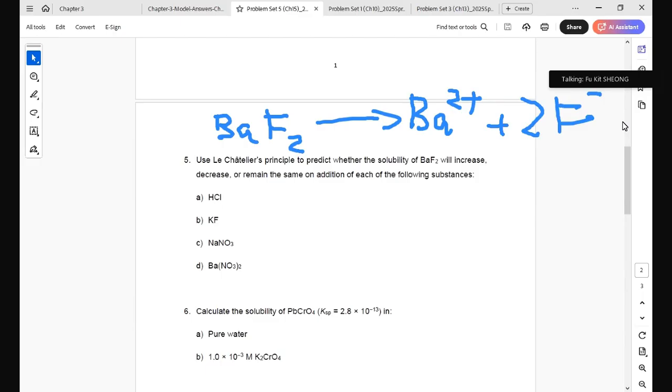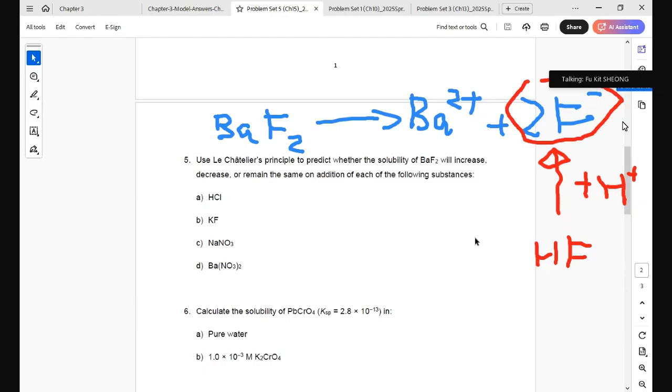if you try to add acid, you will interact with the fluoride ions, plus H plus, you will form HF. And HF is a weak acid. That means HF does not want to dissociate. So you are basically lowering the concentration of the fluoride ions, and that's why it will promote dissolution. So that is for A.